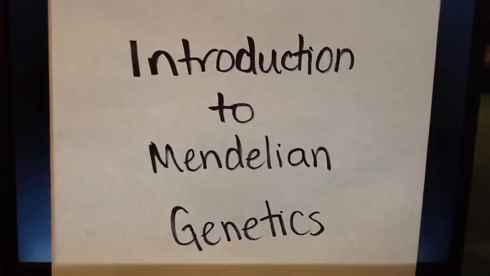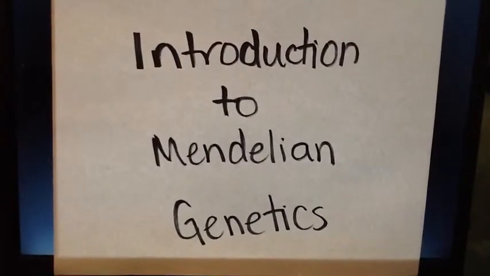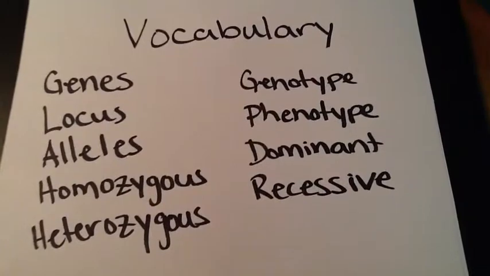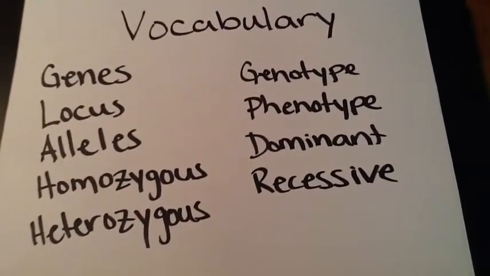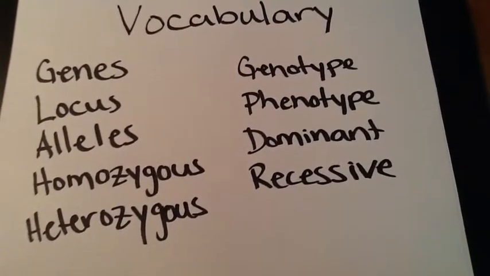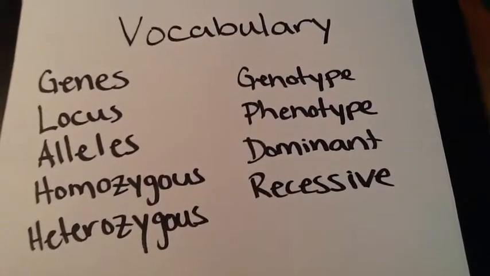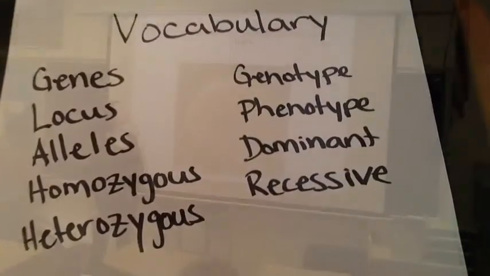This video is designed to introduce key vocabulary associated with the topic Introduction to Mendelian Genetics. Some vocabulary associated with this content area includes genes, locus, alleles, homozygous, heterozygous, genotype, phenotype, dominant, and recessive. And in the video, I will show you what some of these terms mean.